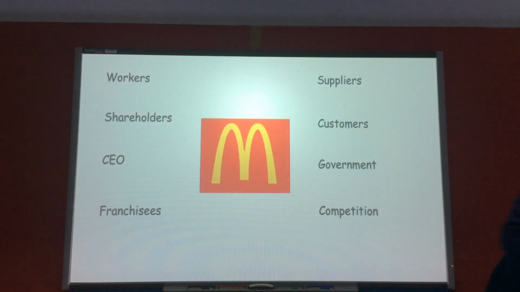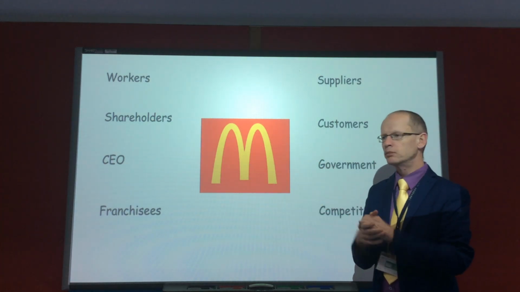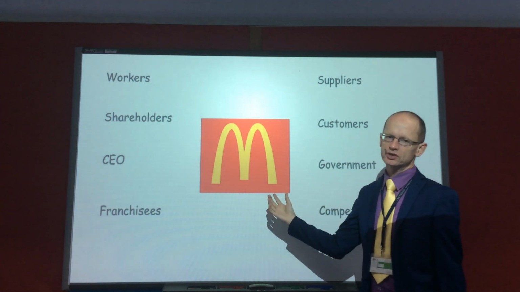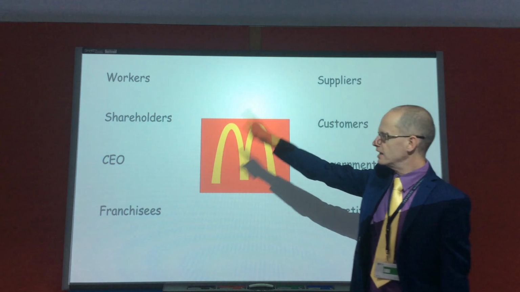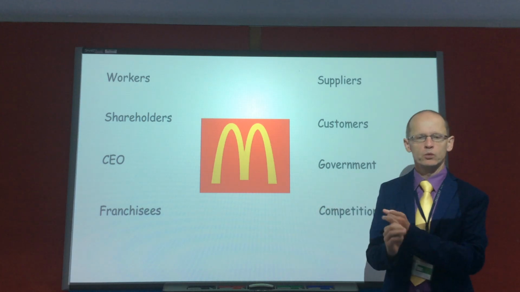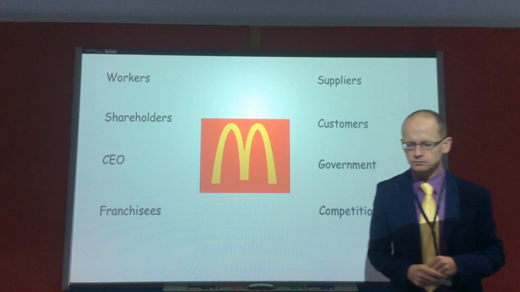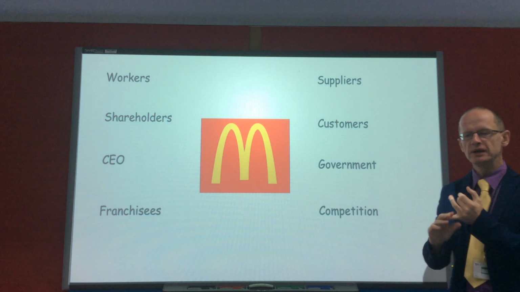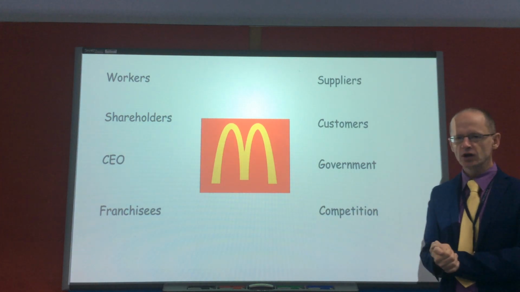Now, I'm going to use McDonald's because paper 2, both higher and standard level students have to write about a real business. And we focus at this school partly on McDonald's. Alright? So on the left hand side, we have the internal stakeholders. So the workers, shareholders, the CEO, and franchisees. Alright? And the external stakeholders would be the people who supply McDonald's, the customers, the government, and the competition.